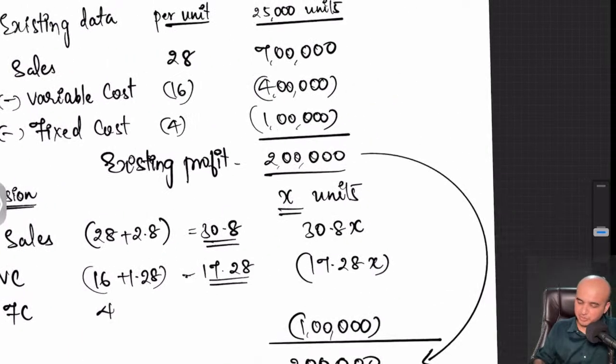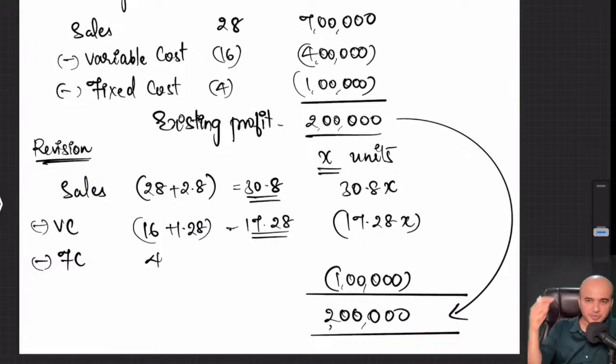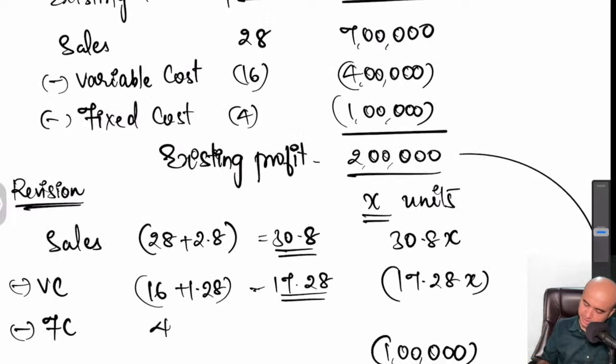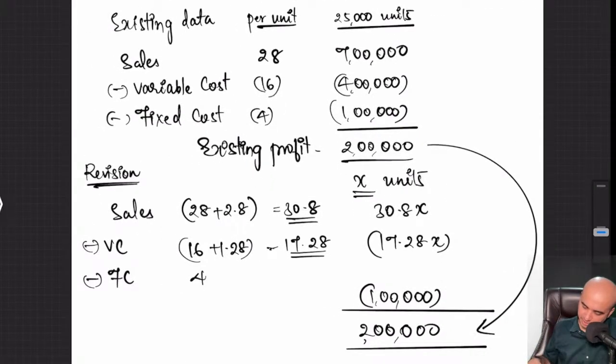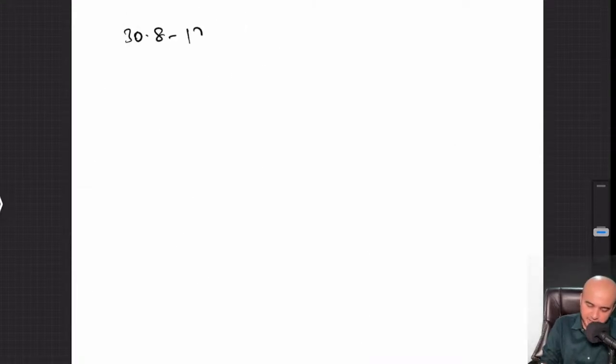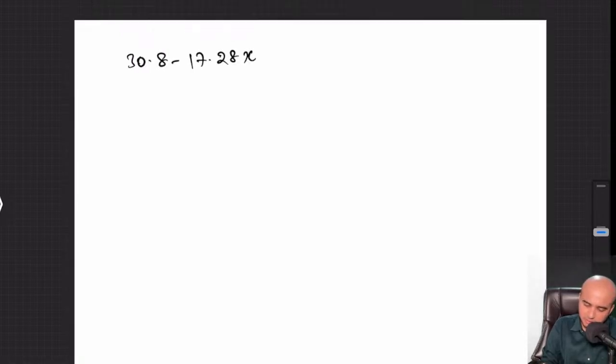So if I have to look at it from the beginning, what we have got is 30.8x minus 17.28x minus 1 lakh rupees equals 2 lakh rupees. This 2 lakh being the profit. Now if I have to write this in the form of equation, how would it look? Let me do that. That would be, let's just go back to that equation, 30.8 minus 17.28, both x. Then minus 1 lakh equals 2 lakhs of profit.